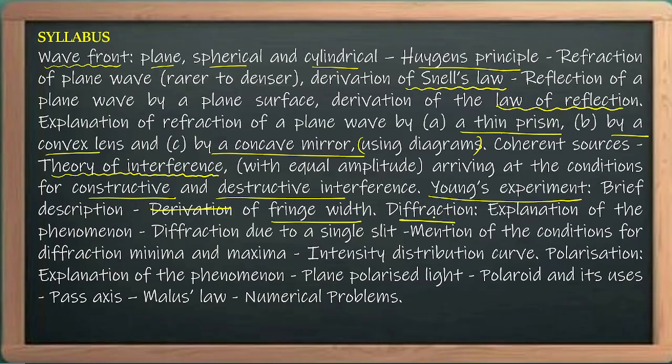Then we have diffraction. The explanation of the phenomenon and diffraction at a single slit is very important. And then we have the conditions for minima and maxima, that also I will give. Then we have the intensity distribution curve for interference as well as diffraction.